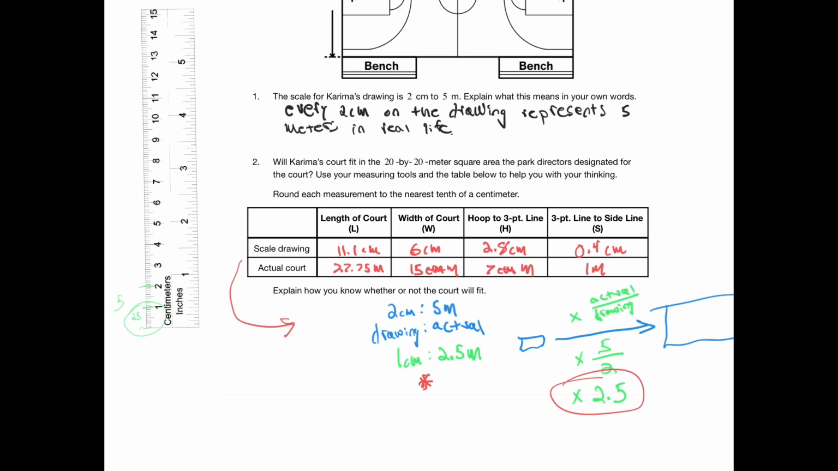And remember, we're trying to go back to the main lesson, which is the main question. We want to know if it'll fit in a 20 by 20 meter square area. And if we look at this actual length, it says it's going to be 27.75 meters, so it does not fit. So we showed it with math that it will not fit in that area. And don't forget to explain your reasoning down here as to why or why not it will fit.